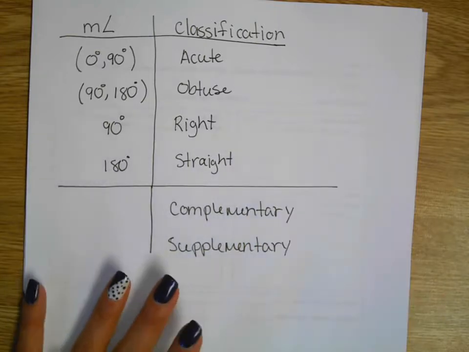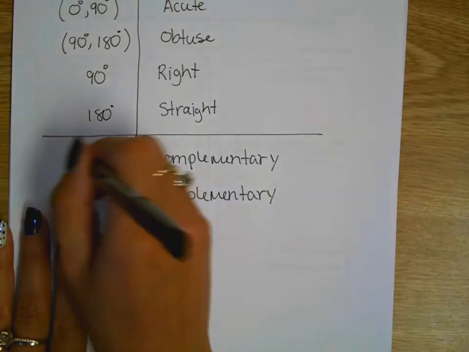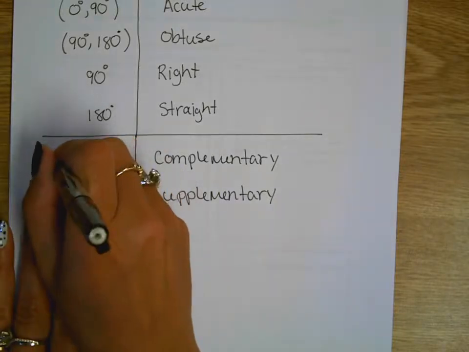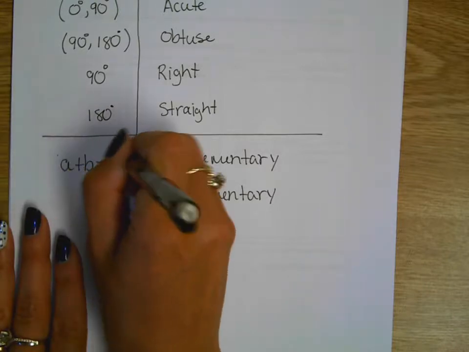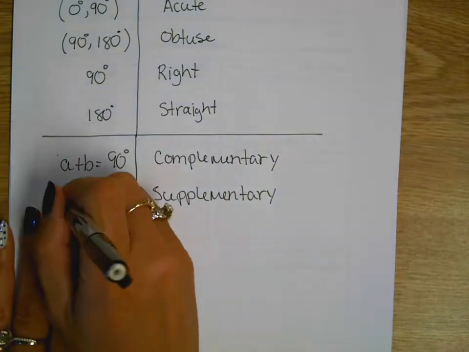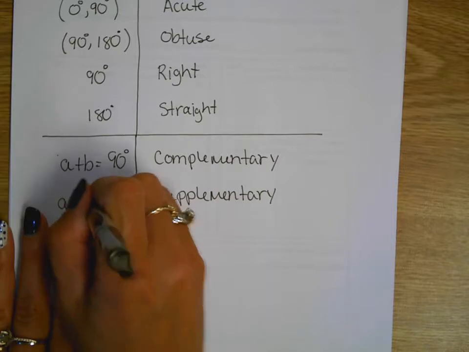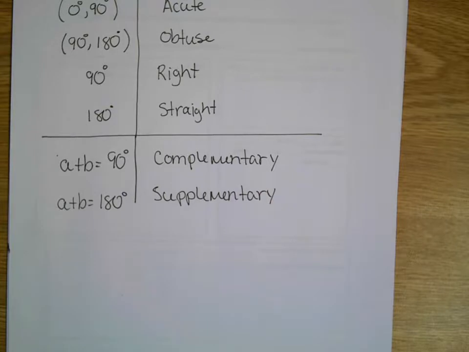What were the two magic numbers that they had to add up to? Complementary, they have to add up to 90 degrees. So I'll say A plus B equals 90. And supplementary added up to 180. So, these are pairs of angles.